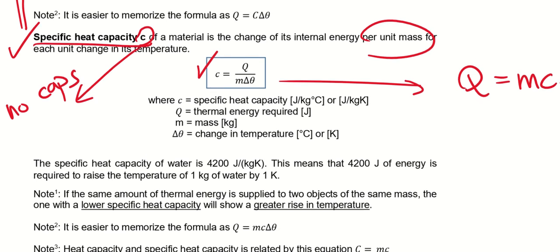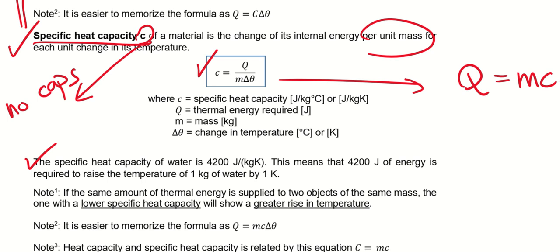Let's look at this example. The specific heat capacity of water is 4200. I will show you how to annotate. Please write down c, small, subscript W, equals 4200 joules per kg K. You can also write degree Celsius, but don't forget your degree. Don't just put kg C.